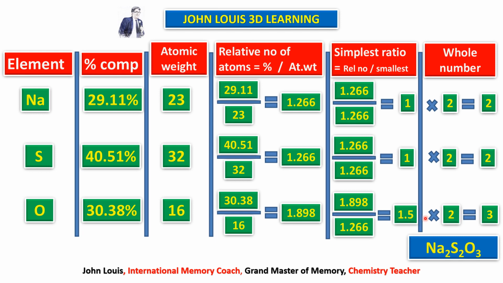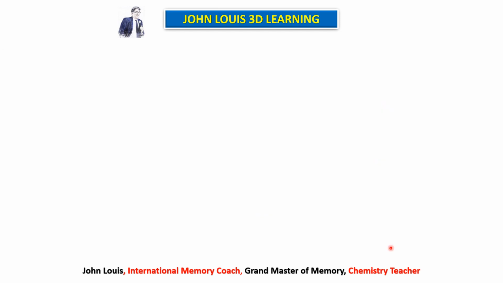So suppose you are getting 1.9, you can make it 2. The whole number will be 2. Suppose it is 1.1, the whole number will be 1. If it is exactly in the middle, 1.5, we need to multiply it by 2 to make it a whole number. Similarly, whatever number we use to multiply here, the same number should be used to multiply the other simplest ratios also in order to get the number of atoms of that element. Therefore, here we are getting Na2S2O3. So this is the empirical formula of the given compound.